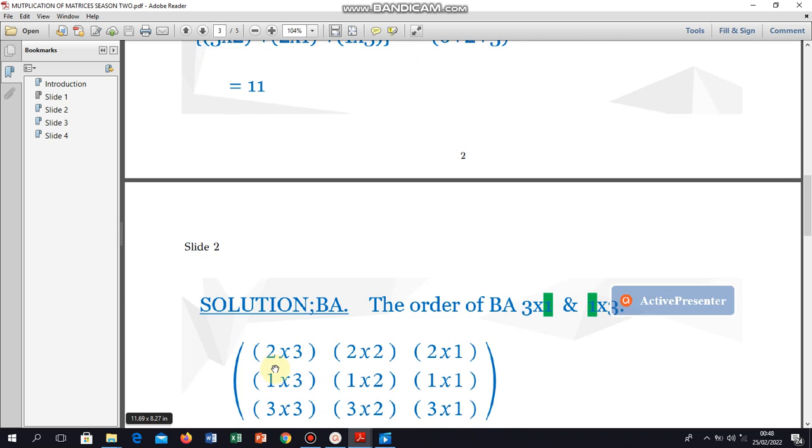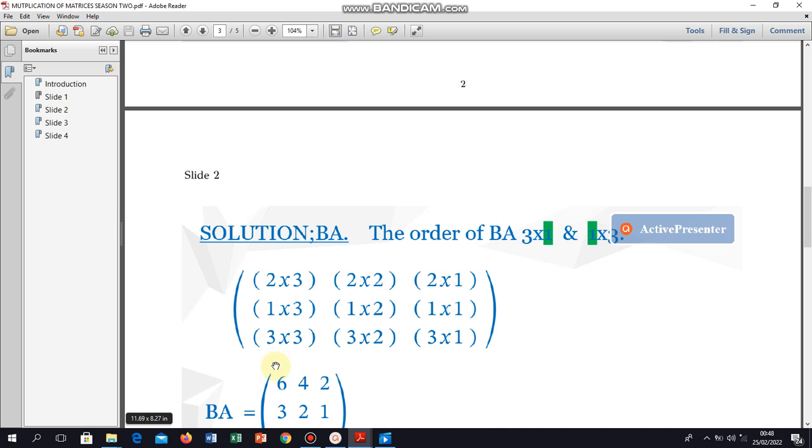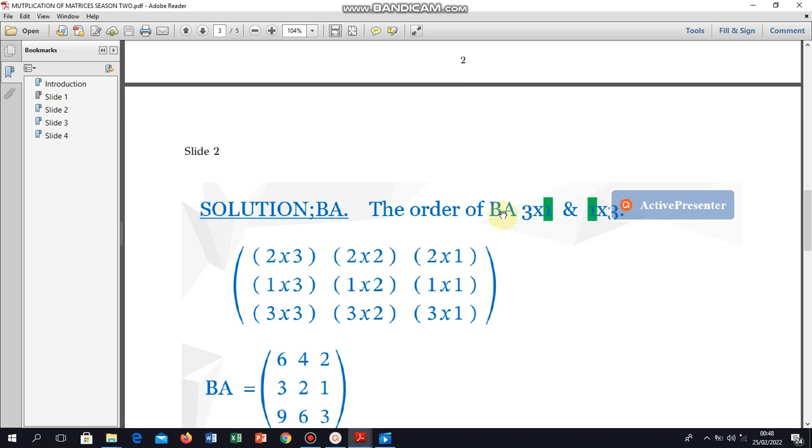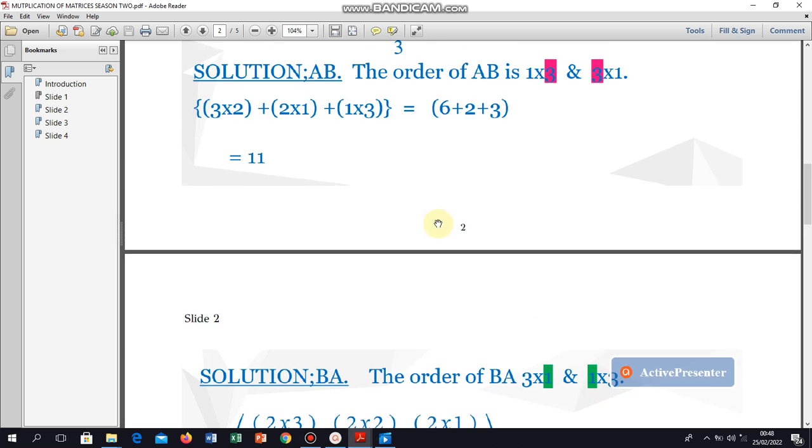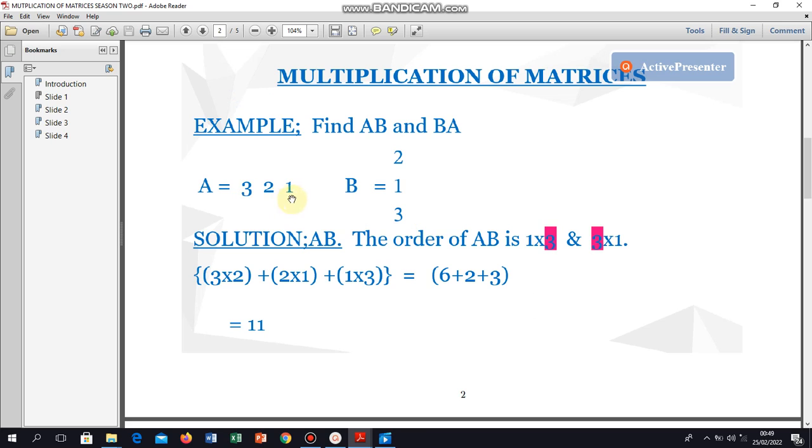We move on to get now the solution to BA. So the order of BA, that is 3 times 1, 3 rows, 1 column. Of course we are beginning with matrix B today, and then matrix A has got 1 by 3. So it means still it is possible to multiply them, because the number of columns in B equals the number of rows in A. So when you check at this matrix here, 3, 2, 1 and 2, 1, 3, we are now taking 2. This is now our row, multiplying with this column.